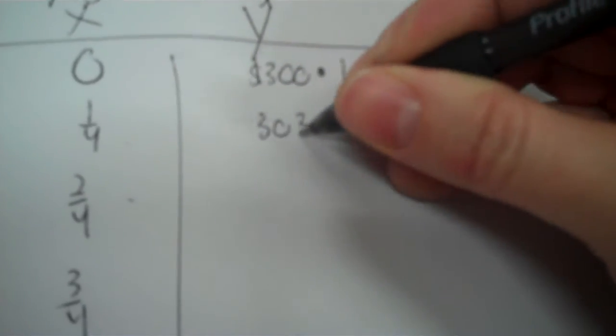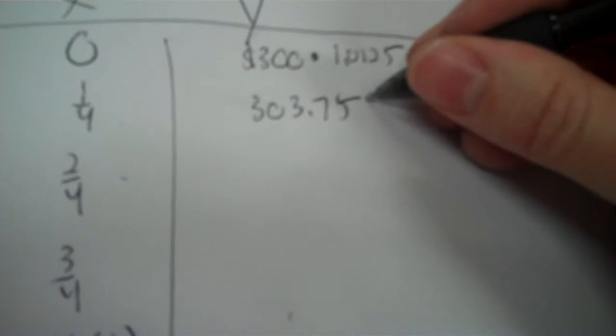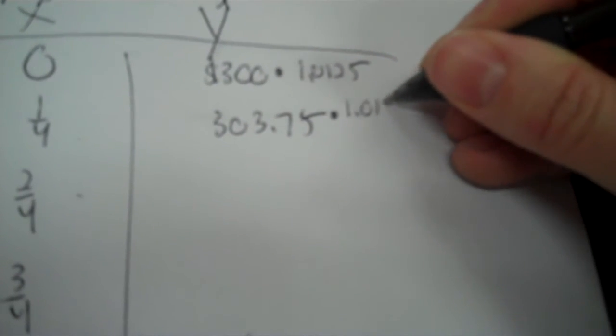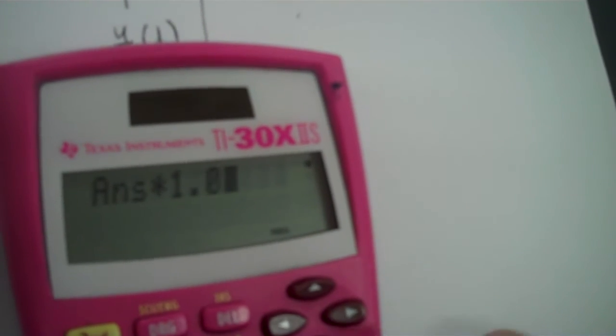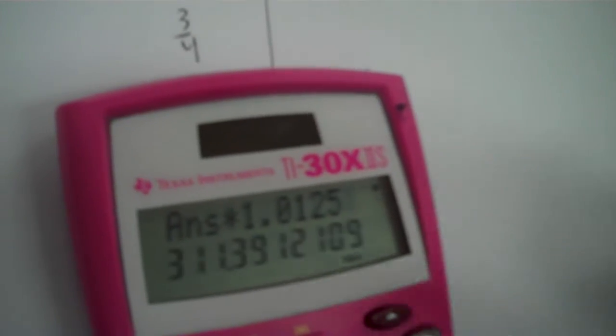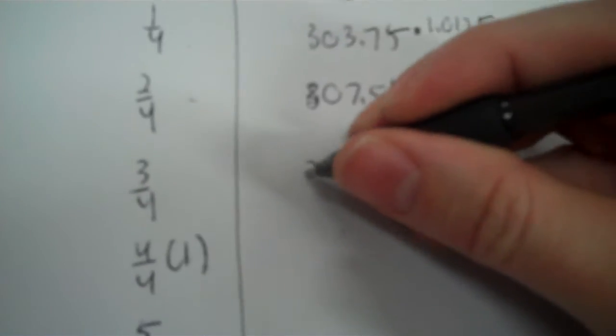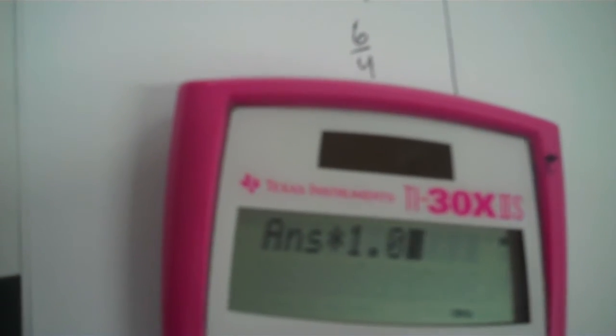So I take 300 times 1.0125, and I got $303.75. We'll go to the first full year, and then we'll teach you another way to do it. Times the same thing. I keep that on my calculator. 307.55. Okay, again. Same thing. 311.39. 315.28, and that's only after 1 year, okay?